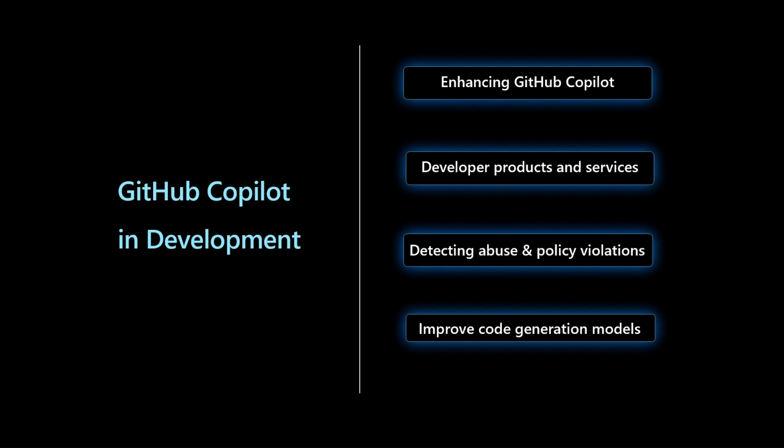We can also evaluate GitHub Copilot and improve the code generation models. The collected data is employed to refine and enhance the underlying models responsible for generating the code. This is all achieved by utilizing both positive and negative examples, both by GitHub and by Microsoft.